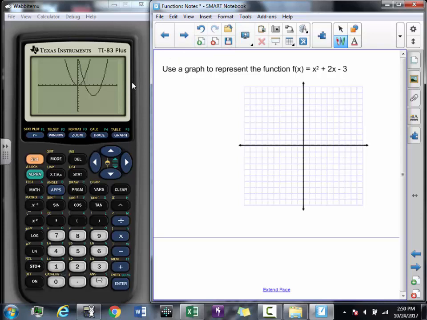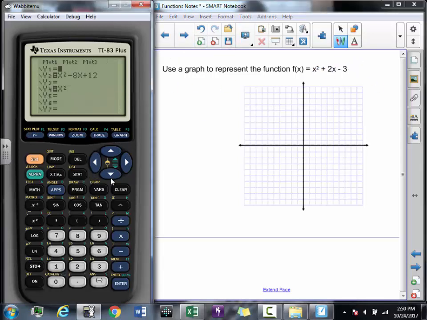Do this side by side with your calculator. Let's try graphing this one: x squared plus 2x minus 3. So just get rid of all the old stuff, and in one of them, go x squared plus 2x minus 3. You got it. X squared plus 2x minus 3.